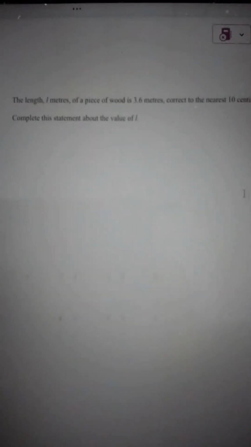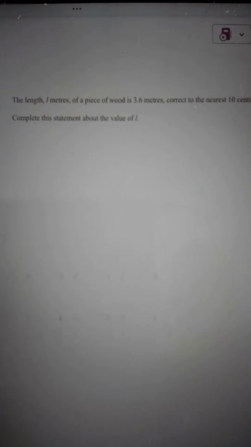Here is another question we have. This question states that the length L meters of a piece of wood is 3.6 meters, correct to the nearest 10 centimeters. Complete the statement about the value of L. So it is a lower bound, upper bound related question.